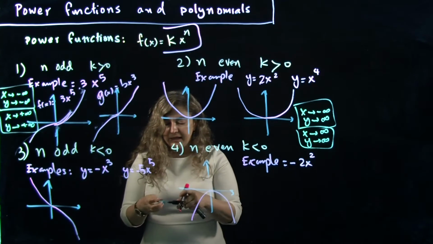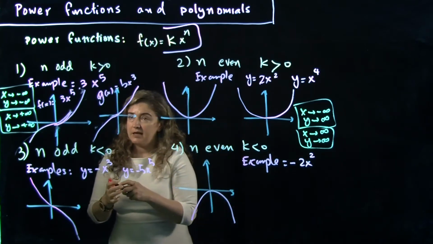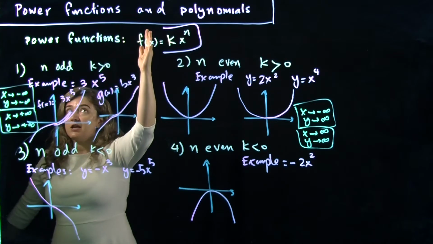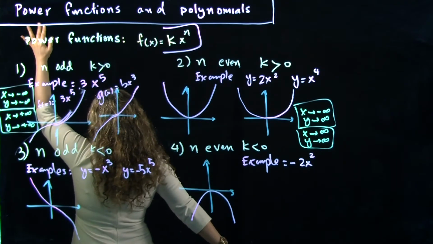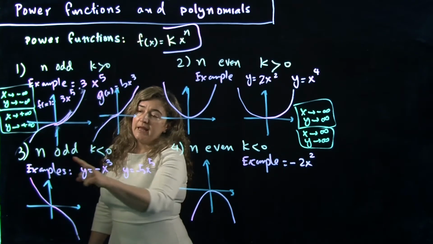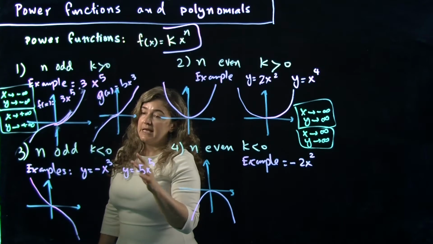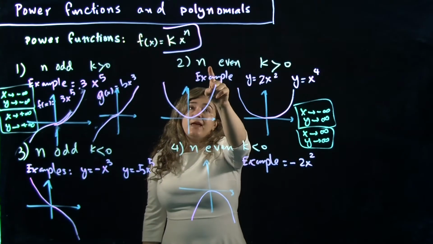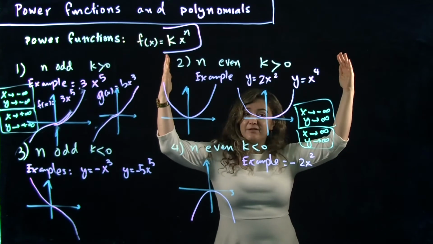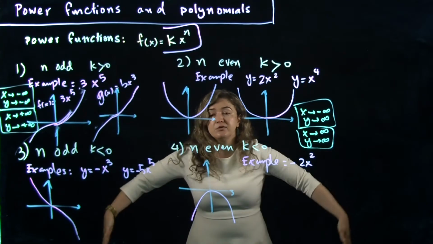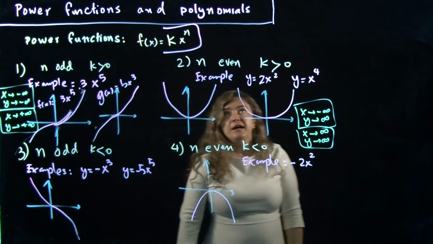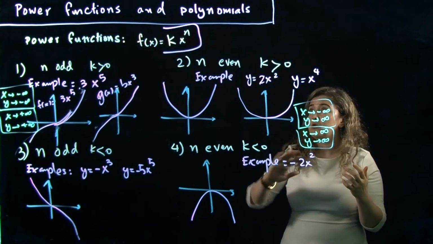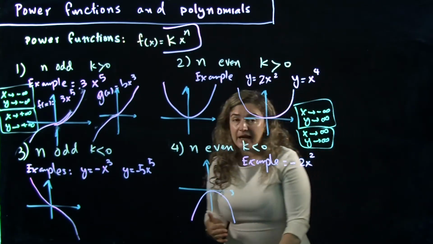So one thing that looking at the end behavior will tell us is when n is odd, if k is bigger than 0, the end behavior is like this: right hand up, left hand down. When n is odd and k is less than 0, then it's the opposite way: the left hand is up, right hand is down. If n is even and k is bigger than 0, the end behavior is like this. When n is even and k is less than 0, the end behavior is looking downward like that. Now we're going to try to use this to explain some polynomial behavior, end behavior, and graphing behaviors.